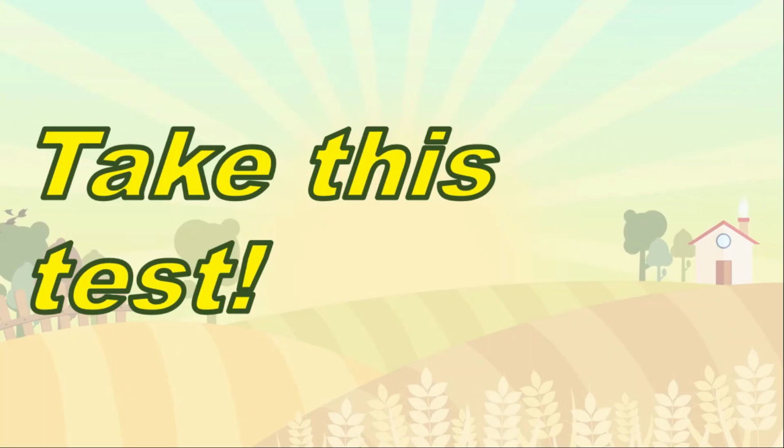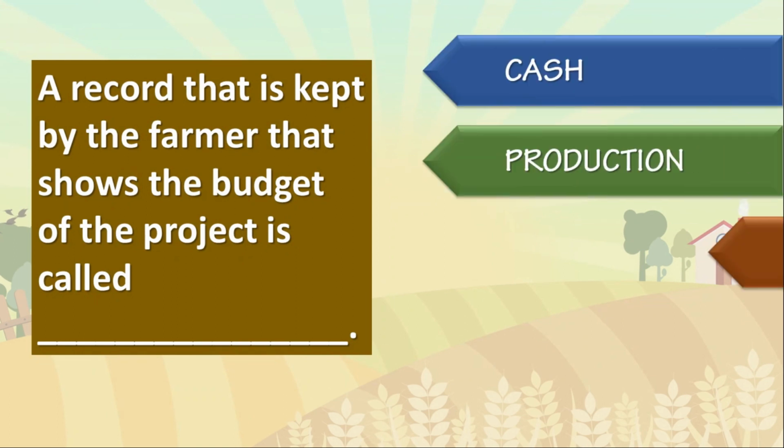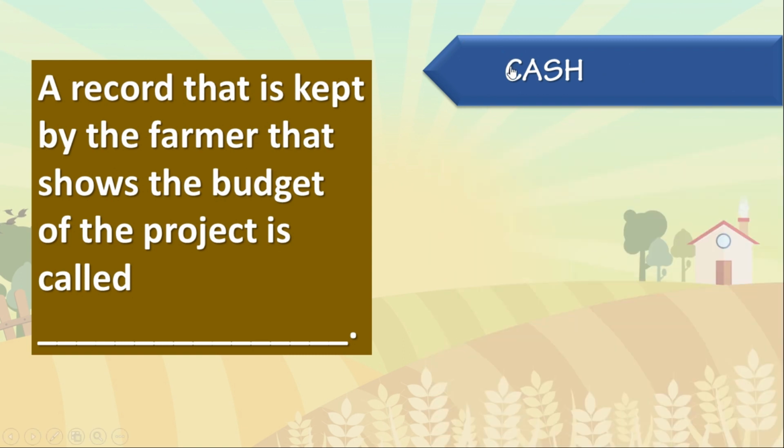Before we proceed, let's take this test. I will be presenting 3 questions and let's identify what is being asked. First, it is a record that is kept by the farmer that shows the budget of the project. It is called... Is it cash? Let's see. Yes, very good. It is cash.